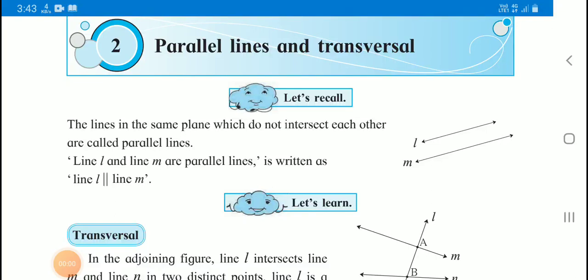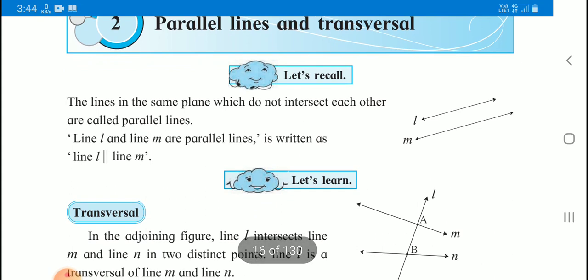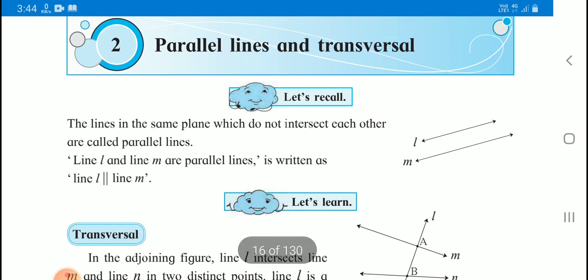Hello students, today we will see the second topic from your book, that is parallel lines and transversal. Now let us recall. The lines in the same plane which do not intersect each other are called parallel lines.